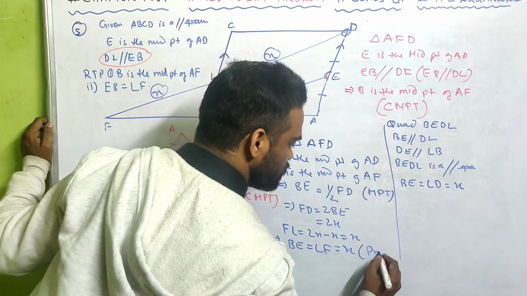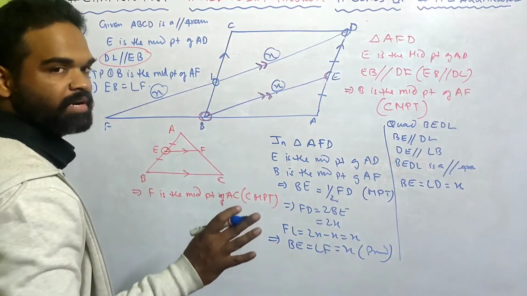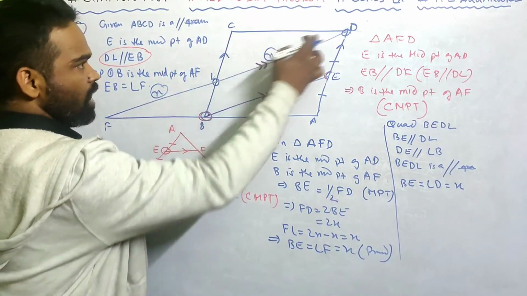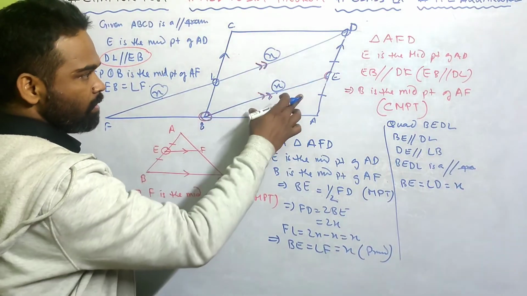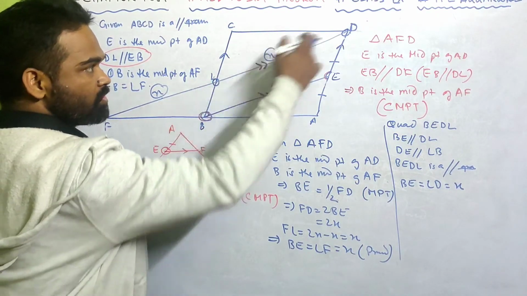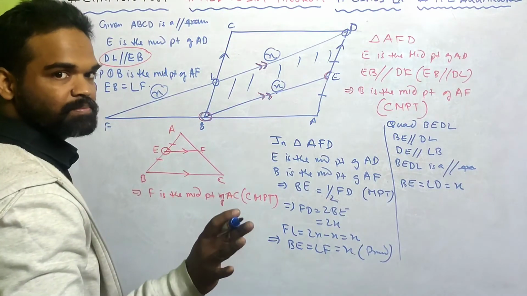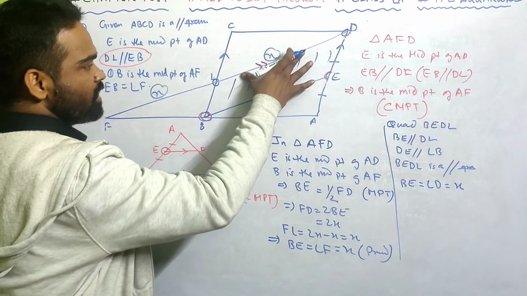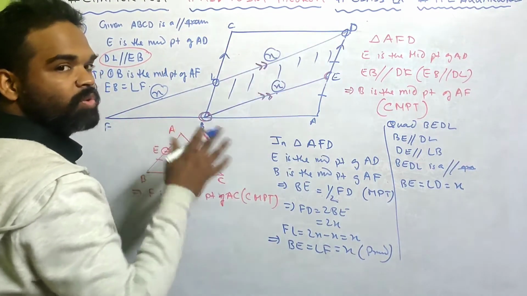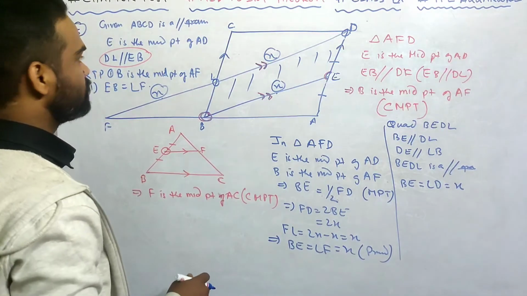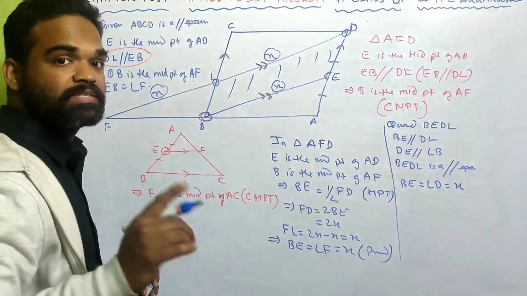Look carefully. Yes or no? Very interesting. BE is equal to half of FD. BE equals LD. Why? Because this is a parallelogram. Then if this is x, this will be x because the entire thing is 2x. Done. Chalo, we'll do number 6.